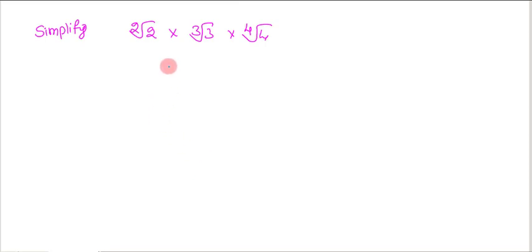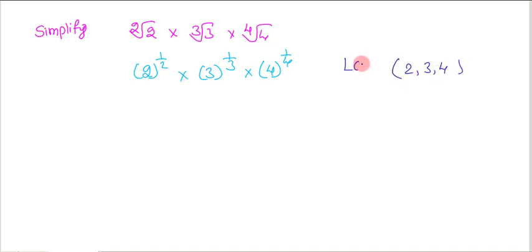So for these, if you observe, these surds can be written as 2 to the power of 1 by 2 into 3 to the power of 1 by 3 into 4 to the power of 1 by 4. Now if you observe the denominators of the powers, they are 2, 3, 4. Now what is the LCM of this? LCM of this is 12.